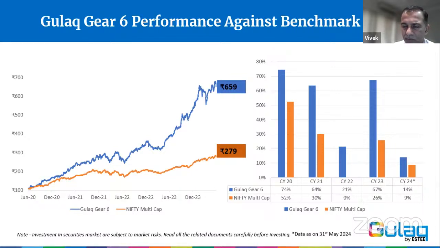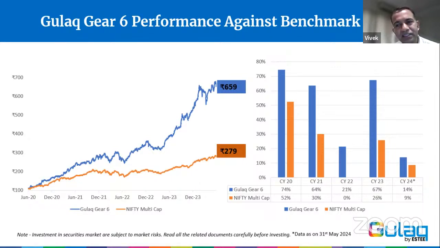So about 5% alpha, and a lot of the time people ask us, what is our expectation? What is my expectation from Gulaq Gear 6? And I think we are on track this year also. What I always say is my expectation is that we should be able to do somewhere around maybe 8 to 12% alpha over the benchmark. And in the last 5 months, we have created about 5% alpha. So we are almost on track to do that.